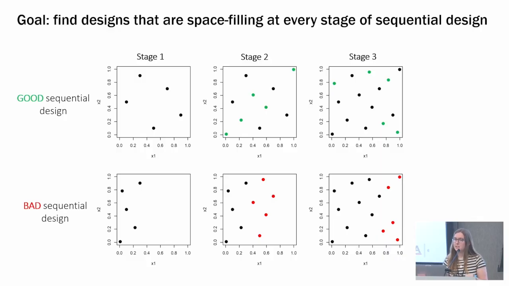There are many different space-filling criteria. One popular one is to maximize the distance between points, but there are lots of other ones. And these, just like a fixed sample size space-filling design, just aim to cover the operational space. So it's a way of covering all of your bases as you're collecting data points.